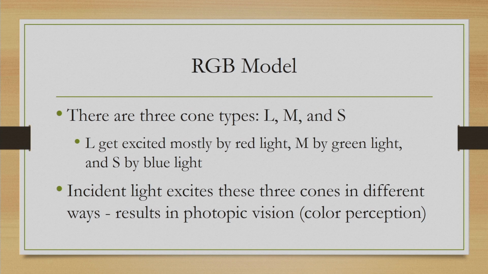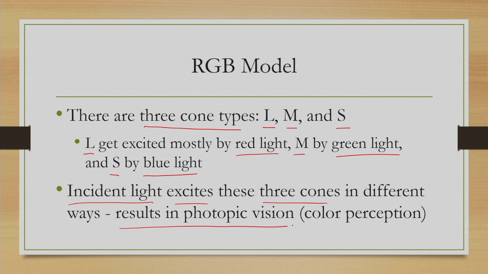Remember that we talked about three cone types, L, M and S. L get excited mostly by the red light, M by the green light and S by the blue light that are present in a light spectrum. We also mentioned that incident light excites these three cones in different ways. That means, they are excited in different amounts, which results in the photopic vision, which gives us perception of color.